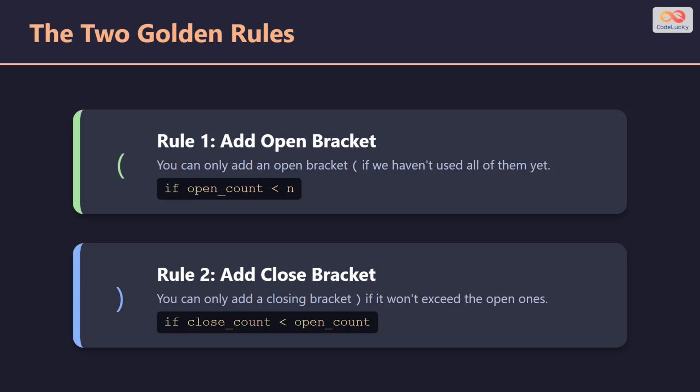Instead of brute force, we can build the string smartly by following 2 simple rules. Rule number 1. We can add an opening bracket only if we haven't used all n opening brackets yet. Rule number 2. We can add a closing bracket only if the count of closing brackets is currently less than the count of opening brackets. This ensures we never close a bracket that hasn't been opened.